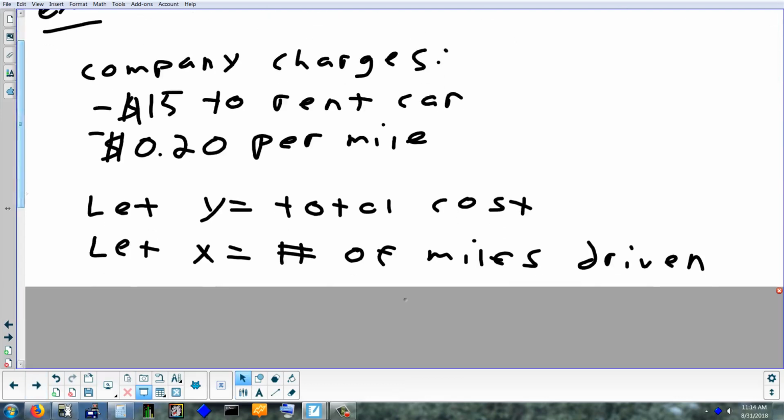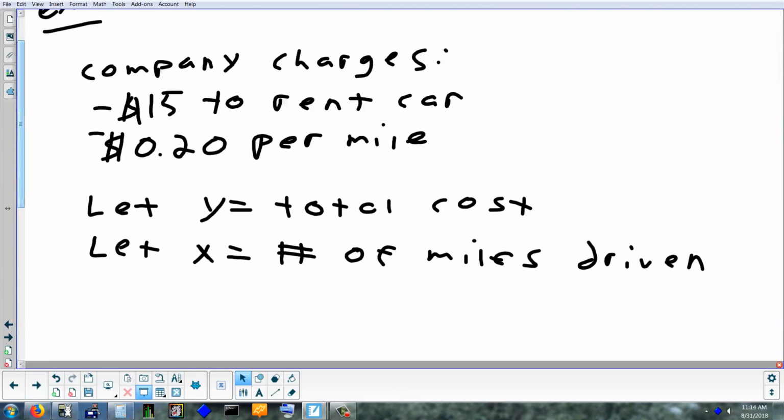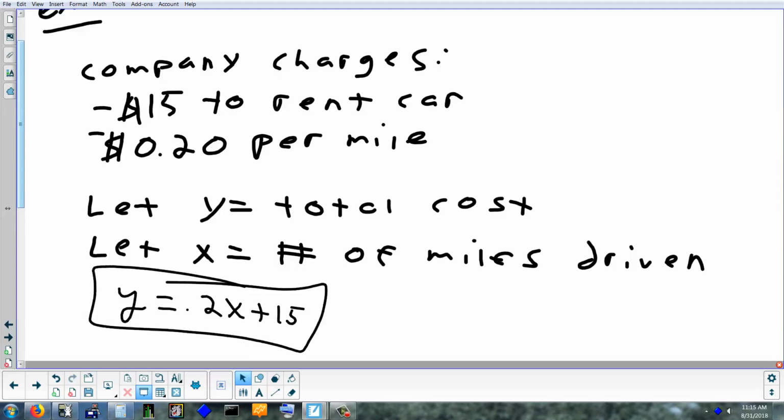Okay, so in this case, I've already written down the two letters I'd like you to use. So let's set up an equation. Anyone think they can give me an equation to give me the total cost? Yeah? y equals 0.2x plus 15. Yeah, 0.2x plus 15. And if you look at that, it's perfect. What format is that equation in? y equals mx plus b, right? It's basically a slope and a y-intercept. Even though you might not think of the initial cost as a y-intercept, that's what it really is.